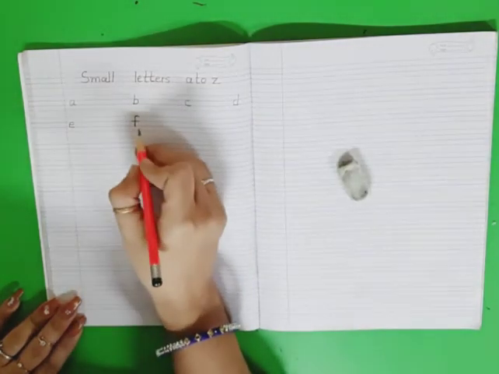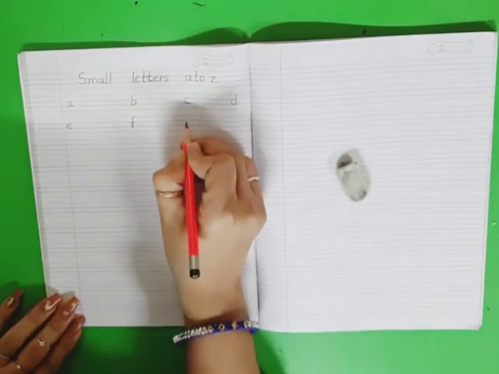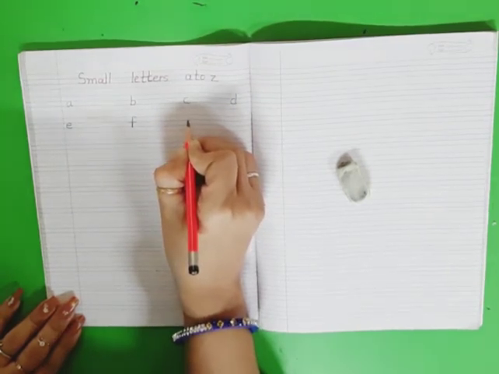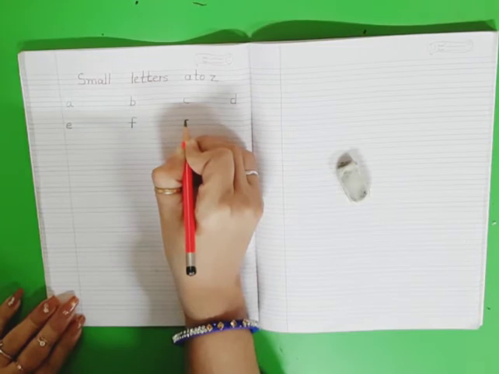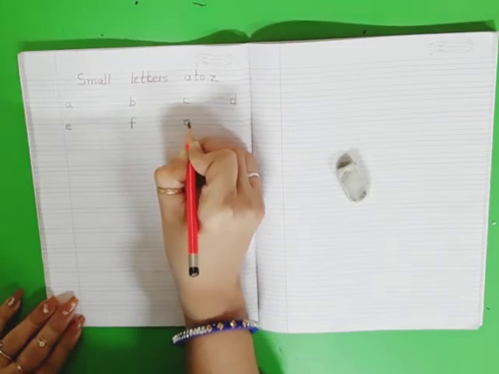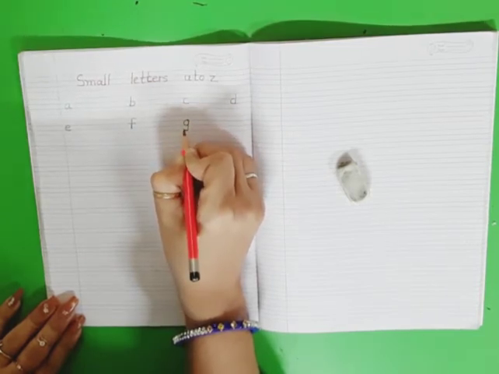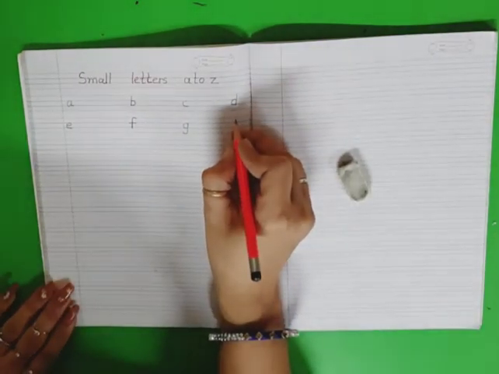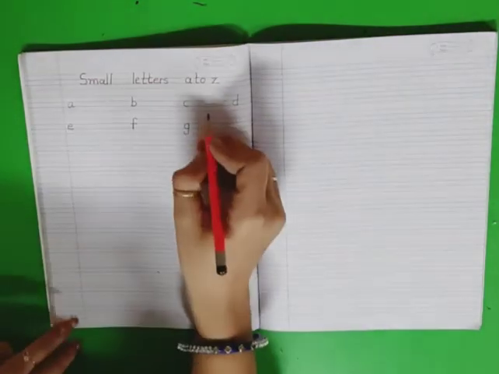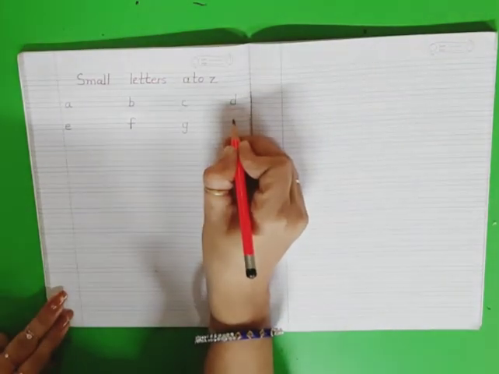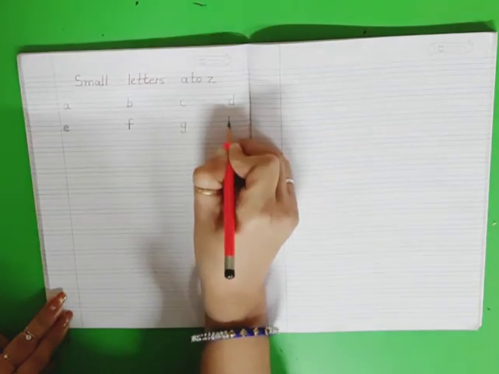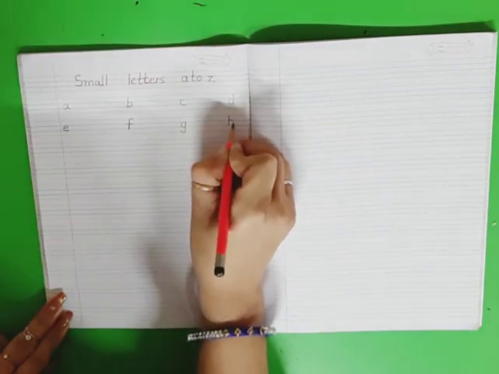Now which letter come after F? Yes, that is letter G. G we have to write in blue line to red line. First we have to make a curve, standing line and then curve, blue line to red line. Now which letter will come after G? Yes, that is small letter H. First we have to make standing line and then we have to make curve.